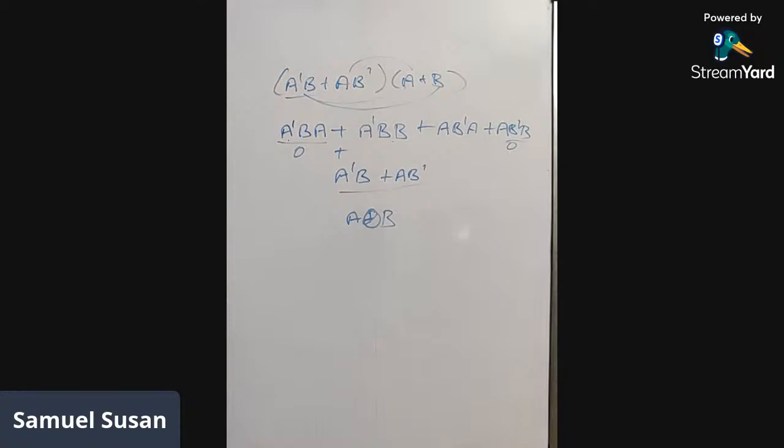So someone asked the question. Yeah, this is the solution. Finally, you get again A plus circle B itself. It is on the screen.